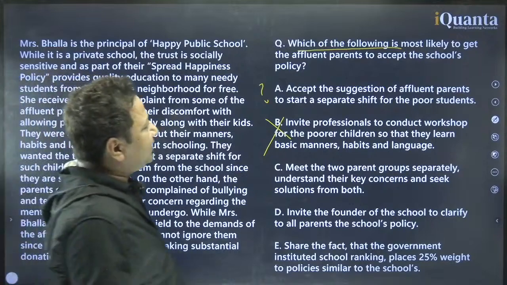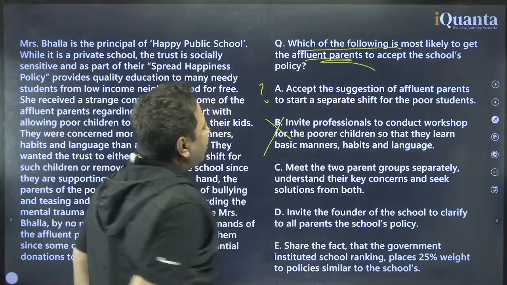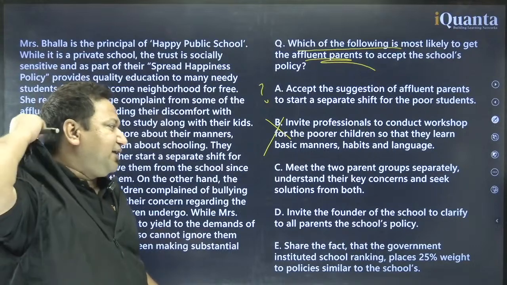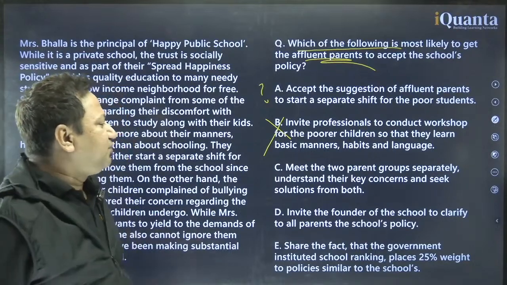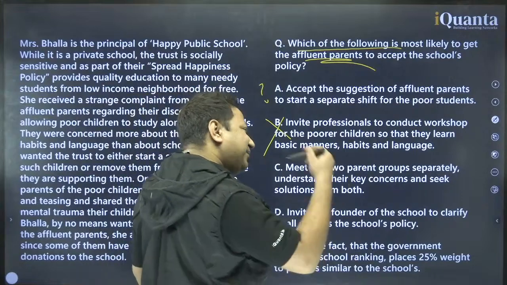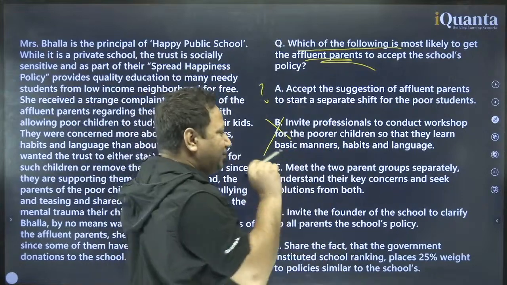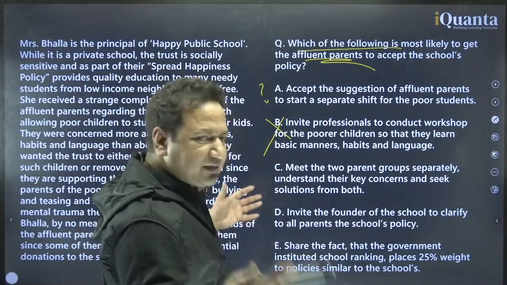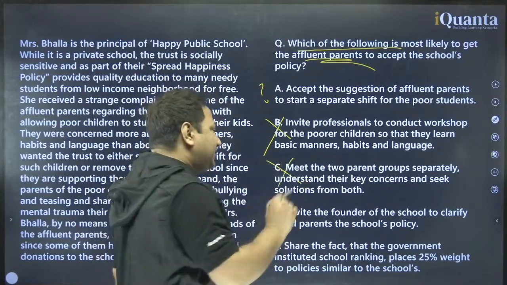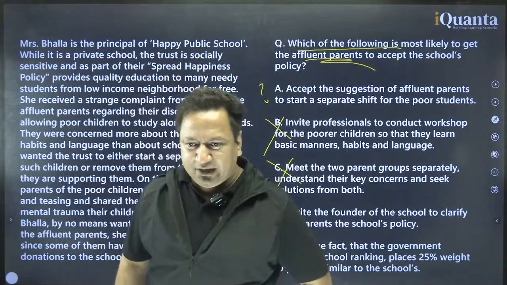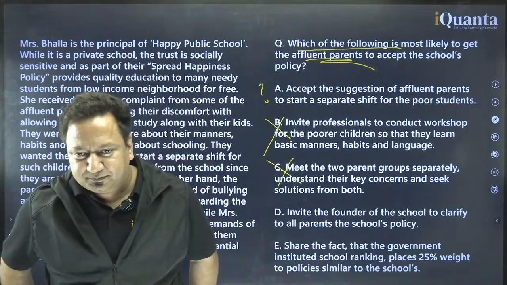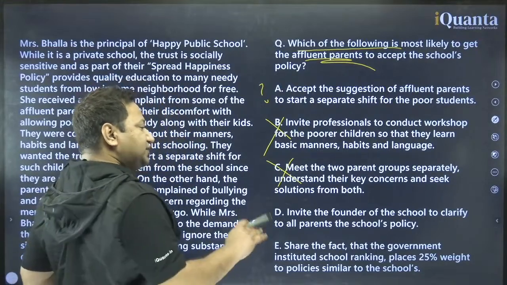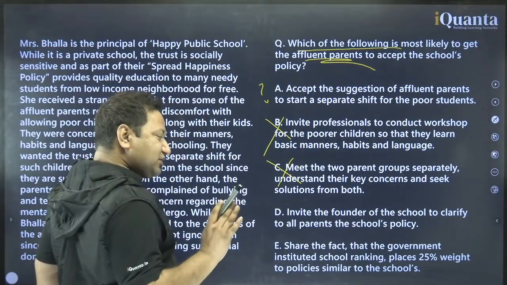Moon, that's what they're asking affluent parents to accept. Okay. C. Meet the two parent groups separately, understand their key concerns, and seek solutions from both. See, basically, they have met the parent groups separately, and both the parent groups have some kind of problems, some kind of complaints. So of course, this has happened, and this won't be of any further help. Cool. D. Invite the founder of the school to clarify the school's policy to parents.